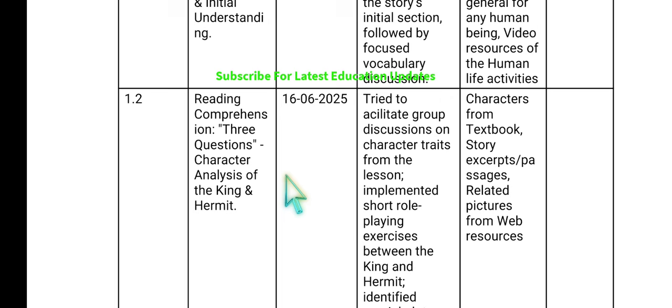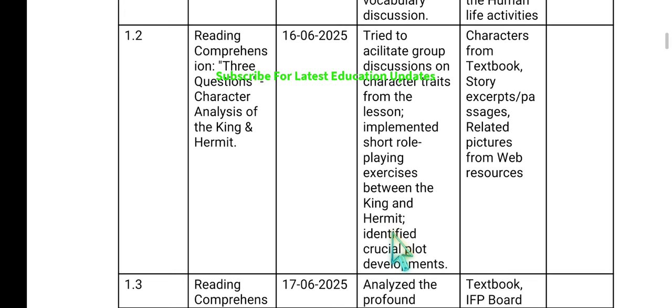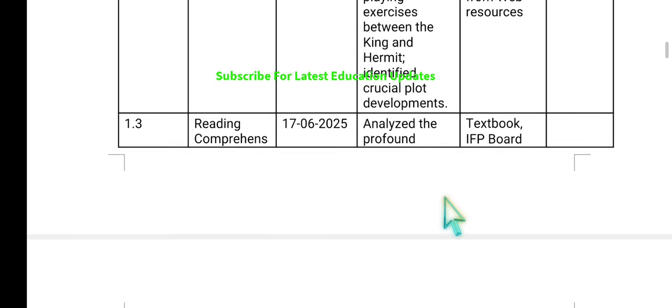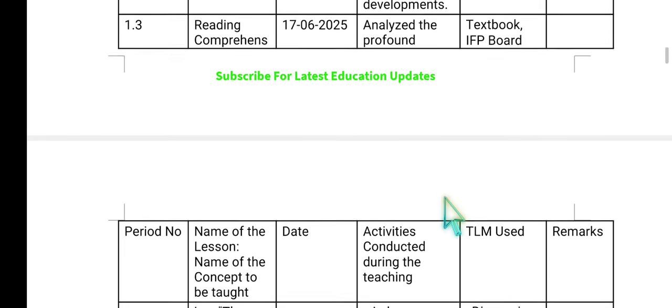character analysis of the king and hermit using the pictures from the textbook and web resources, and character analysis regarding the lesson. So, tried to facilitate group discussions on character traits from the lesson, implementing short role playing exercises between the king and hermit, identified as crucial characters forming the plot development. So this is 1.2. 1.3 is reading comprehension resources.